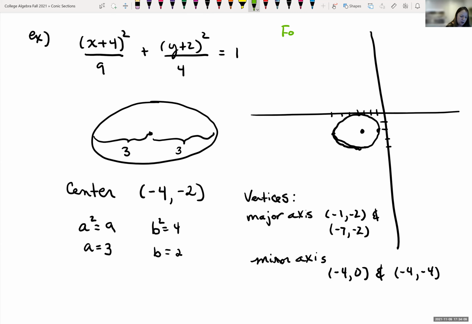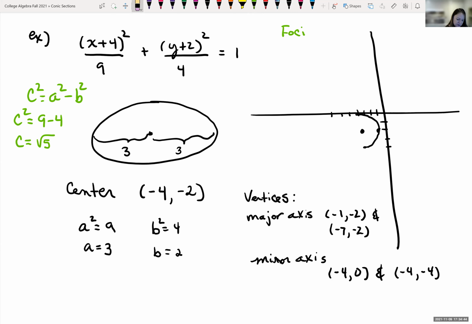Foci, we need to figure out what c is. So c squared, recall, was a squared minus b squared. So c squared is equal to 9 minus 4. So c is equal to, it's positive, always positive, it's a length. So if I take the square root of both sides, that would be the square root of 5. So I'm going to add and subtract root 5 from my center.